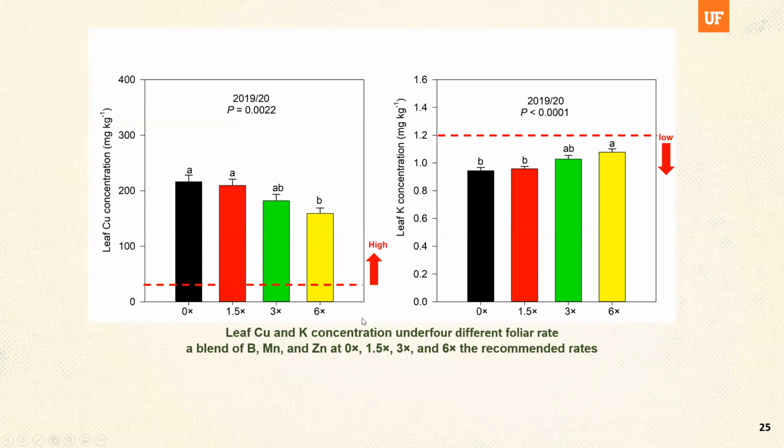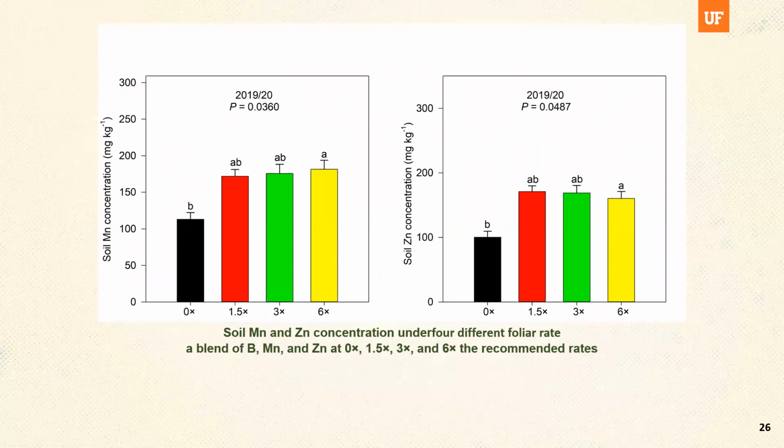Here the x-axis represents again 4 different foliar applications of micronutrients. The y-axis on the right represents potassium concentration and the y-axis on the left represents copper concentration. So the copper concentration decrease with increase in foliar application of micronutrients could be due to the antagonistic effect of zinc. And the potassium concentration increase could be due to the effect of boron alone or a combination of boron with zinc, as it was observed in previous studies.